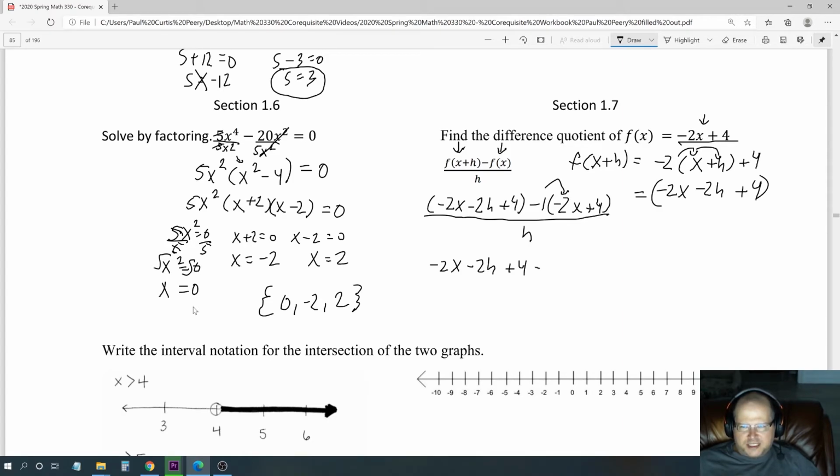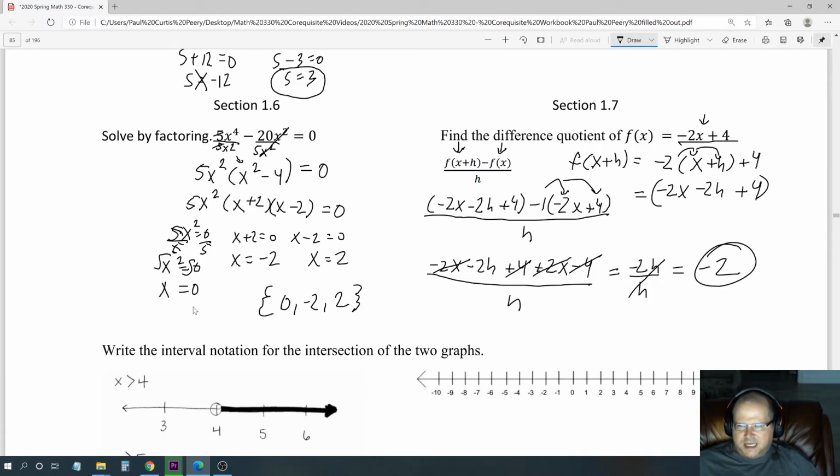If you're good with your signs, you don't have to do this step. Negative 1 times negative 2x is going to give me a positive 2x, and a negative 1 times a positive 4 is going to give me a negative 4. All right, now we combine like terms. We have a negative 2x and a positive 2x: cancel, cancel. We have a positive 4 and a negative 4: cancel, cancel. That leaves us with negative 2h over h. That cancels out the h's, leaving me negative 2. So it looks like the difference quotient is negative 2.